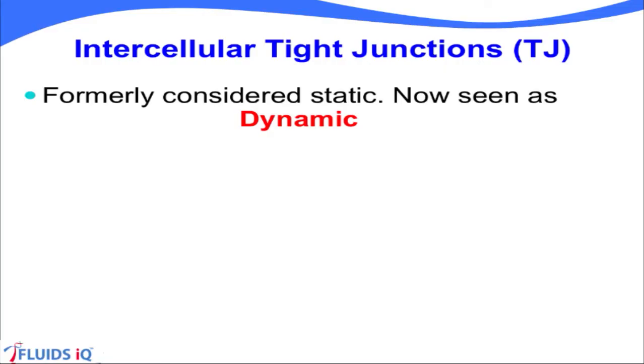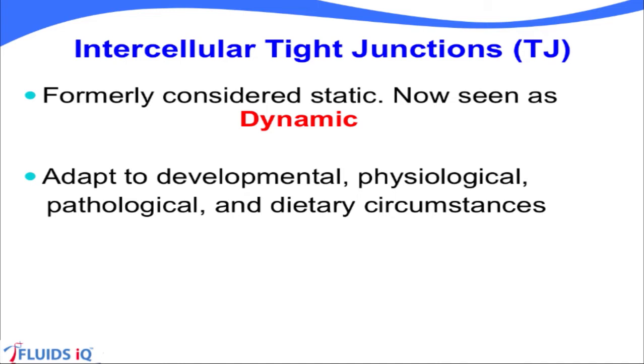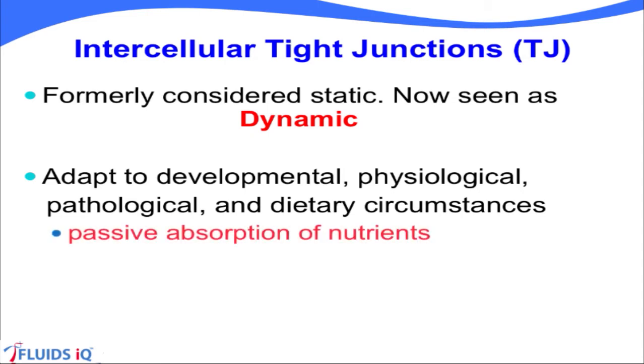However, when you do have various types of situations that could cause them to open, we now understand that what was formerly considered a static system, tight junctions which don't change, is quite dynamic, and that they adapt to developmental, physiological, pathological, and of course, many dietary circumstances. And what they really do is control the passive absorption of nutrients.